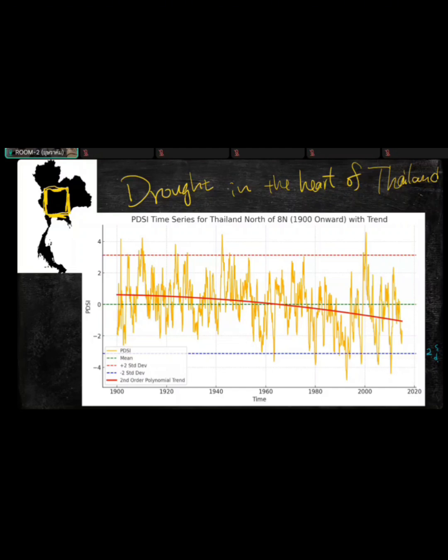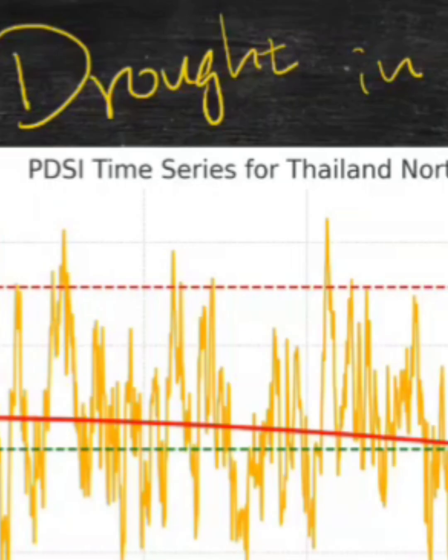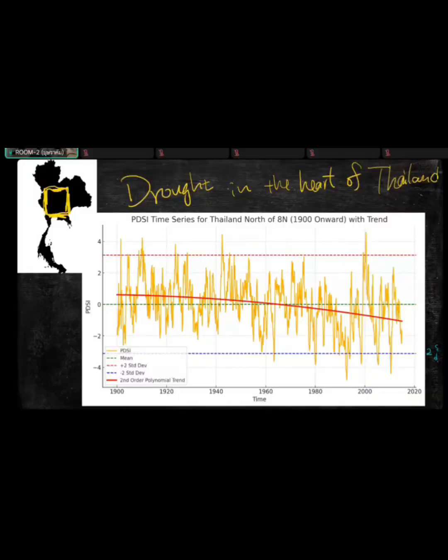So what you're seeing right now is a very popular drought index called PDSI, the Palmer Drought Severity Index. It has a very heavy weighting on soil moisture. So you can see that the boundary I picked is pretty much where the river delta is. Okay. You can see that we are seeing some sort of a change.